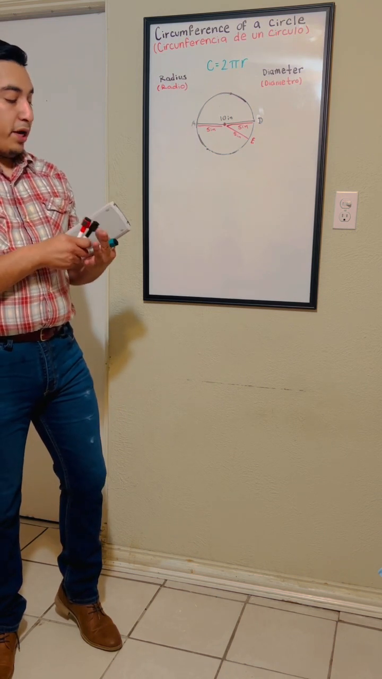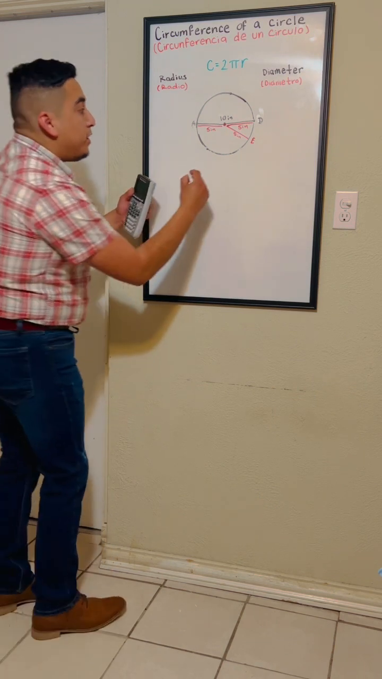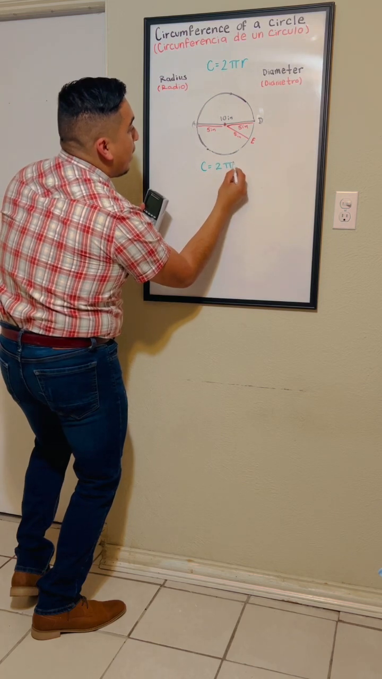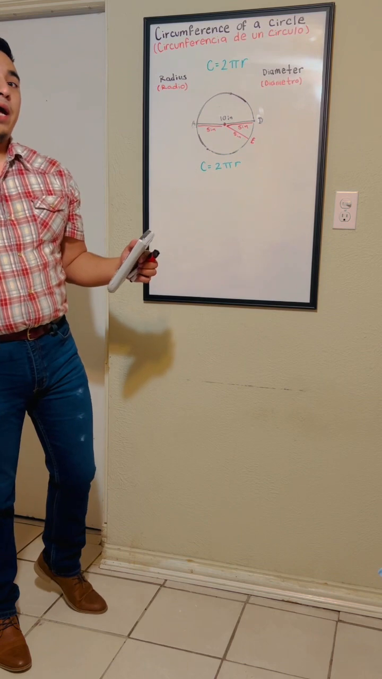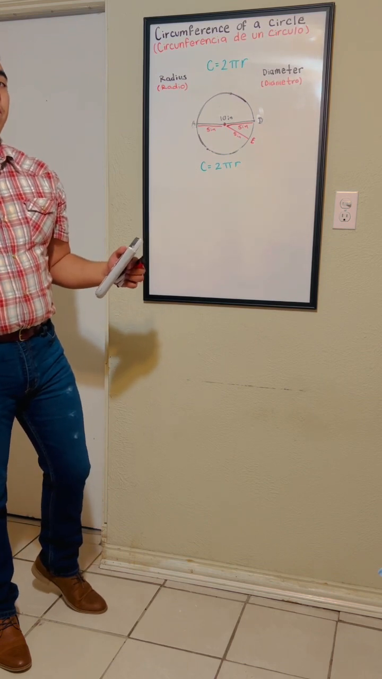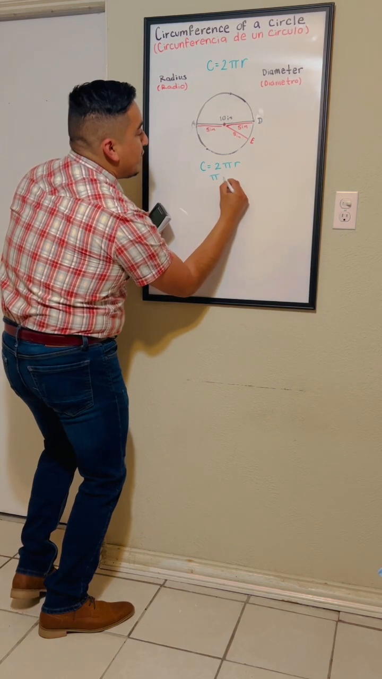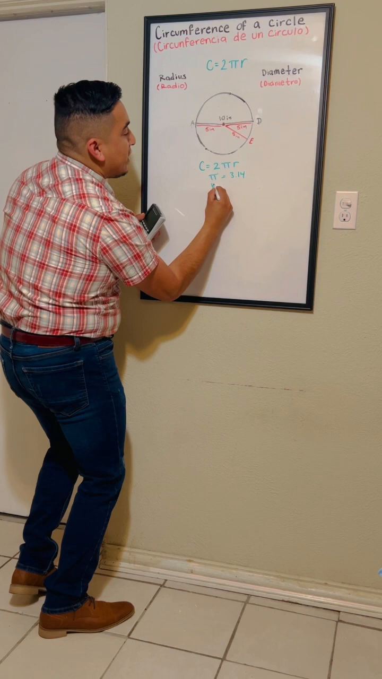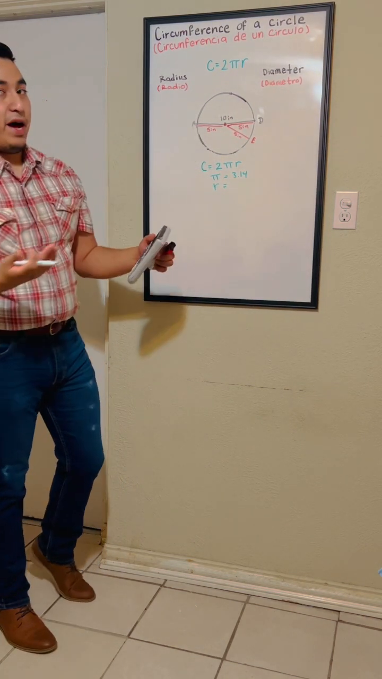So now we plug in our formula, which we have circumference is equal to 2 pi r. So now we know that pi is always going to be 3.14. So pi is equal to 3.14. And then our radius is half of the diameter, which is going to be 5 inches.